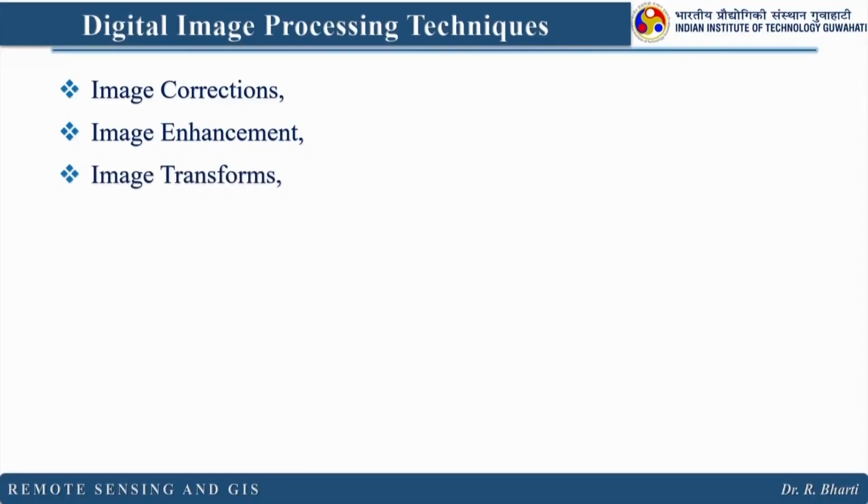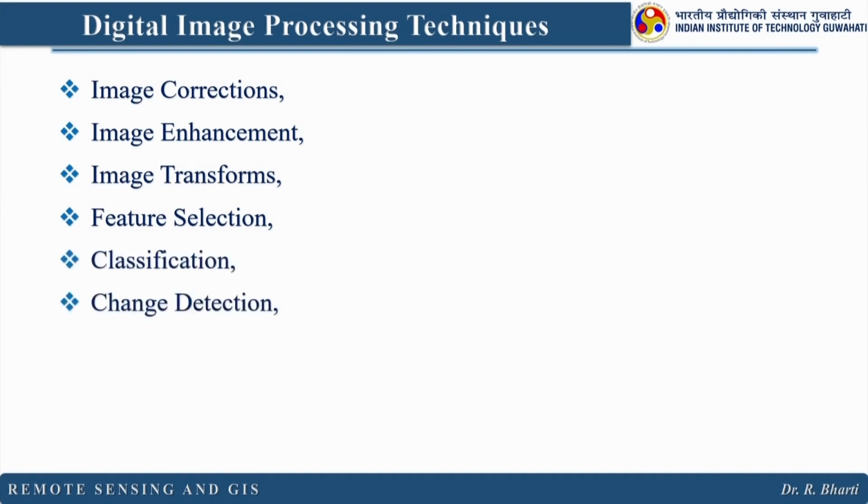Today we will start digital image processing. How do we process the images acquired from airborne or spaceborne sensors? In digital image processing, there are many different elements included. One of them is image correction, then image enhancement, image transformation, feature selection, classification, change detection. And why do we do all those things? Because we want to apply or use these images in our application, right?